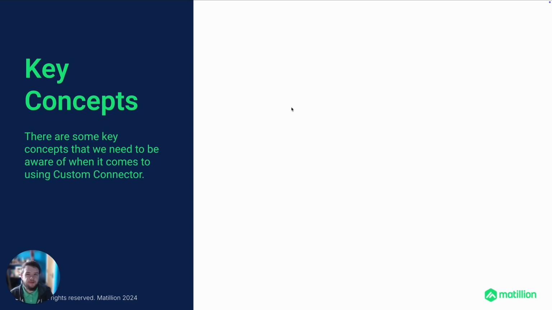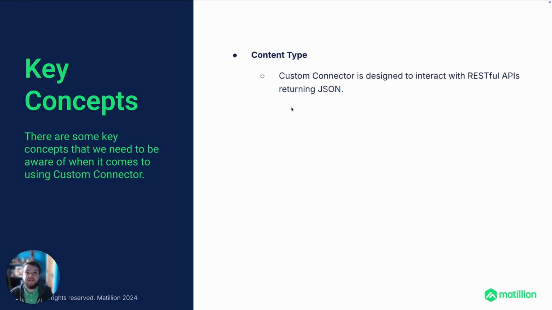It's important to note that there's a few different things you have to know for Custom Connector, and let's start with the most obvious one. Content type. Well, in terms of content type, Custom Connector is designed to operate with a REST API that returns JSON. SOAP APIs, things that return XML, are not currently supported.